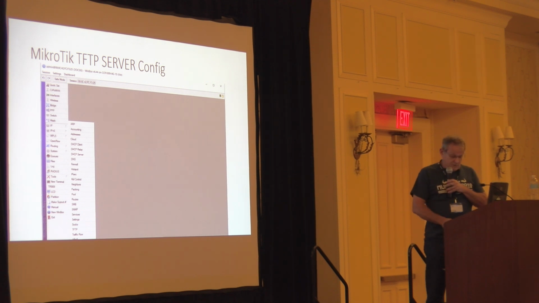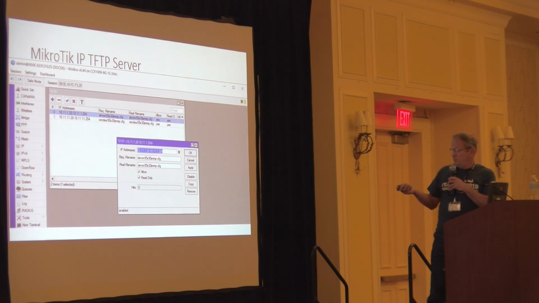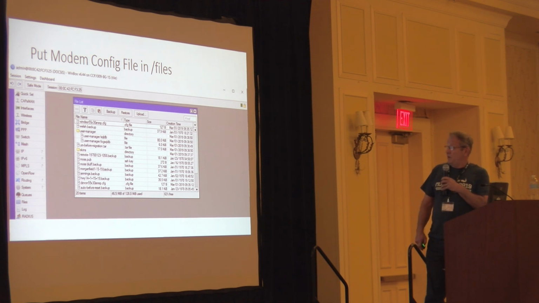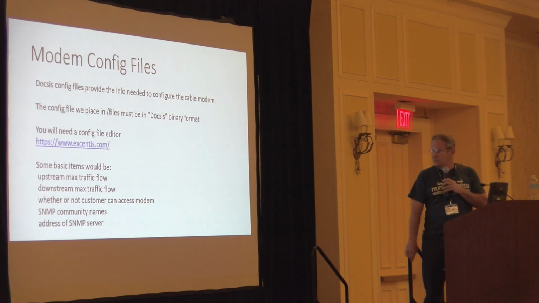Next, I set up the TFTP servers themselves. Set up 2 of them, 1 for each side. Pretty simple to set up. Gave it the address range within the subnet of those modems. Gave it the file name it would upload. Next, I put the config files in the file folder, the MikroTik, and I'm going to go into more about the config files for what I know of them here in a minute. But you have to add those in there to make the TFTP server work.